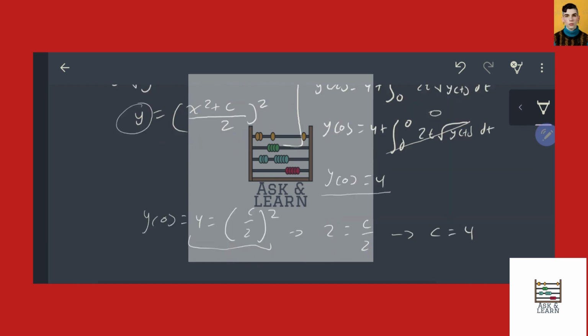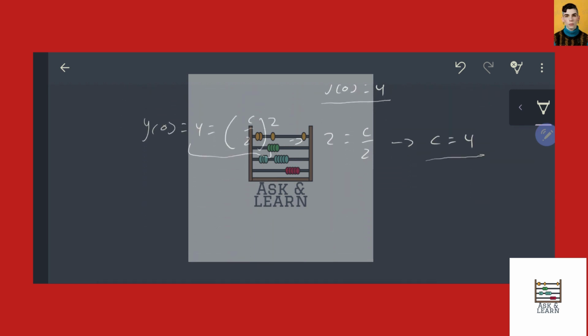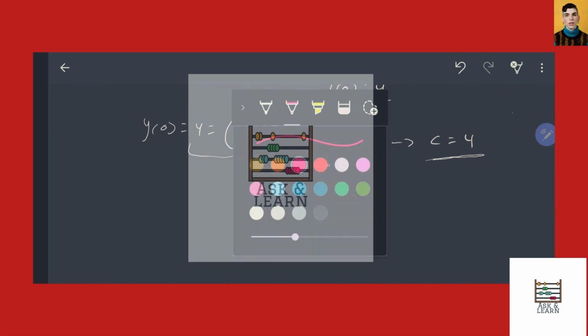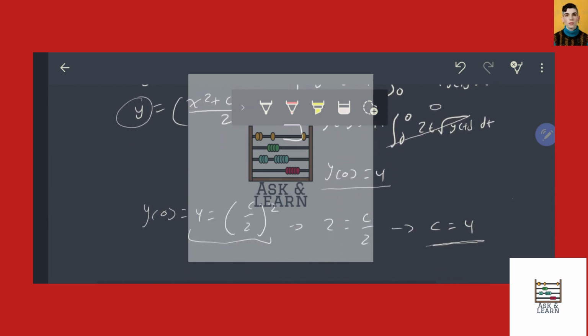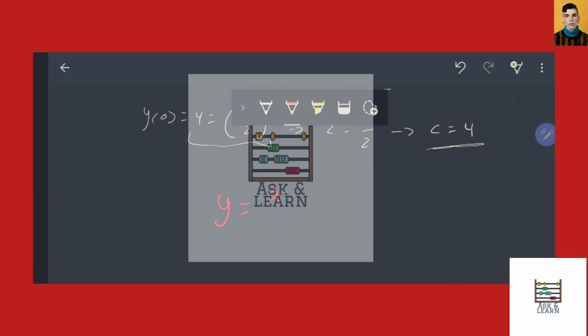Now that you know that, you can finally plug your c back into your final equation, which I'll change colors for. Let's make it red. y is equal to x squared plus 4, over 2, squared. So that would be your final answer for solving this integral equation.